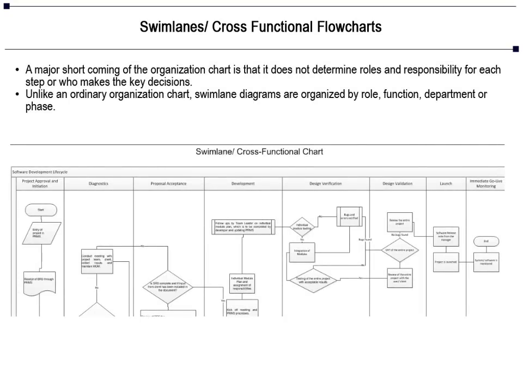A major shortcoming of the organization chart is that it does not determine roles and responsibility for each step or who makes the key decisions. Unlike any ordinary organization chart, swim lane diagrams are organized by role, function, department, or phase. Each process step is placed into a specific lane based on who does the work or who has the responsibility for that process step.